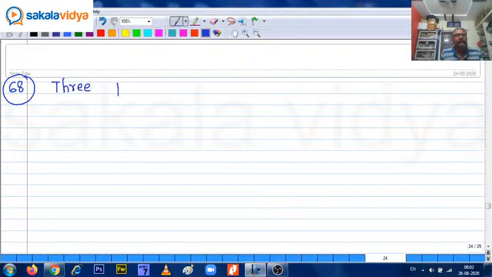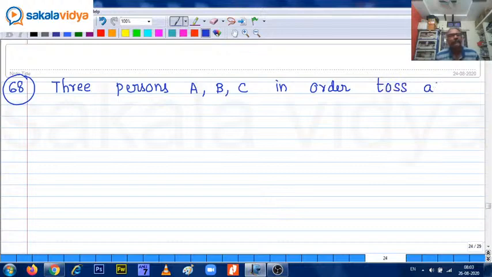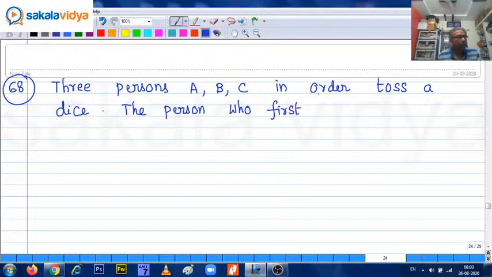Three persons A, B, C in order means one after one. That means initially A begins. In order, toss a dice. The person who first throws one or two wins, he will be declared as the winner.